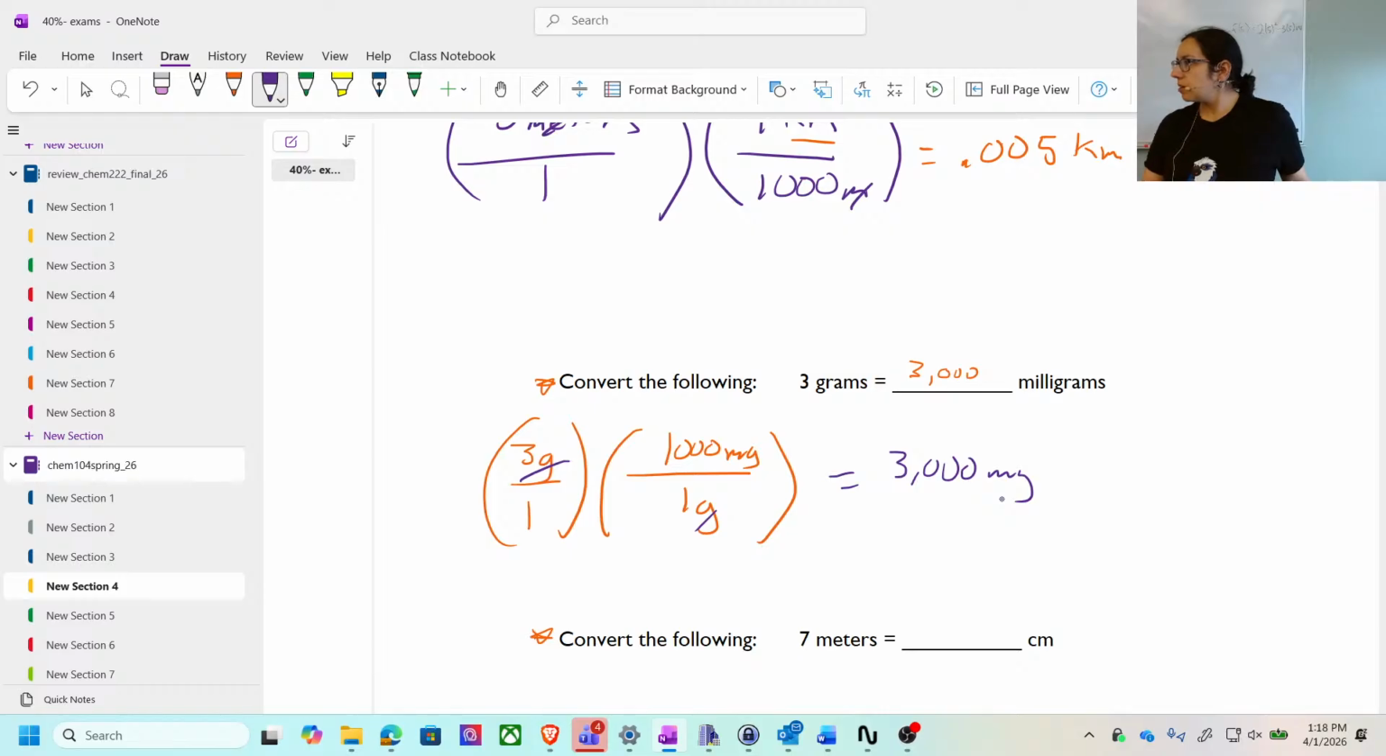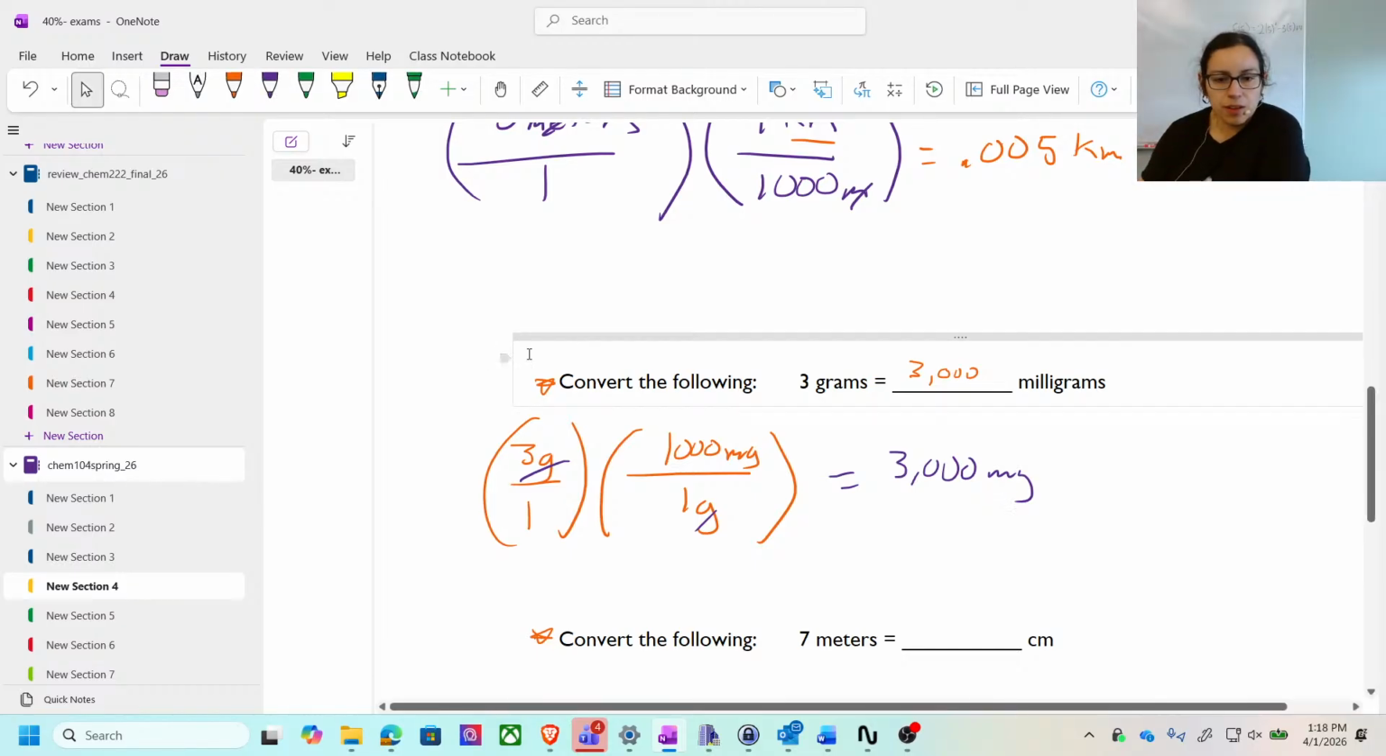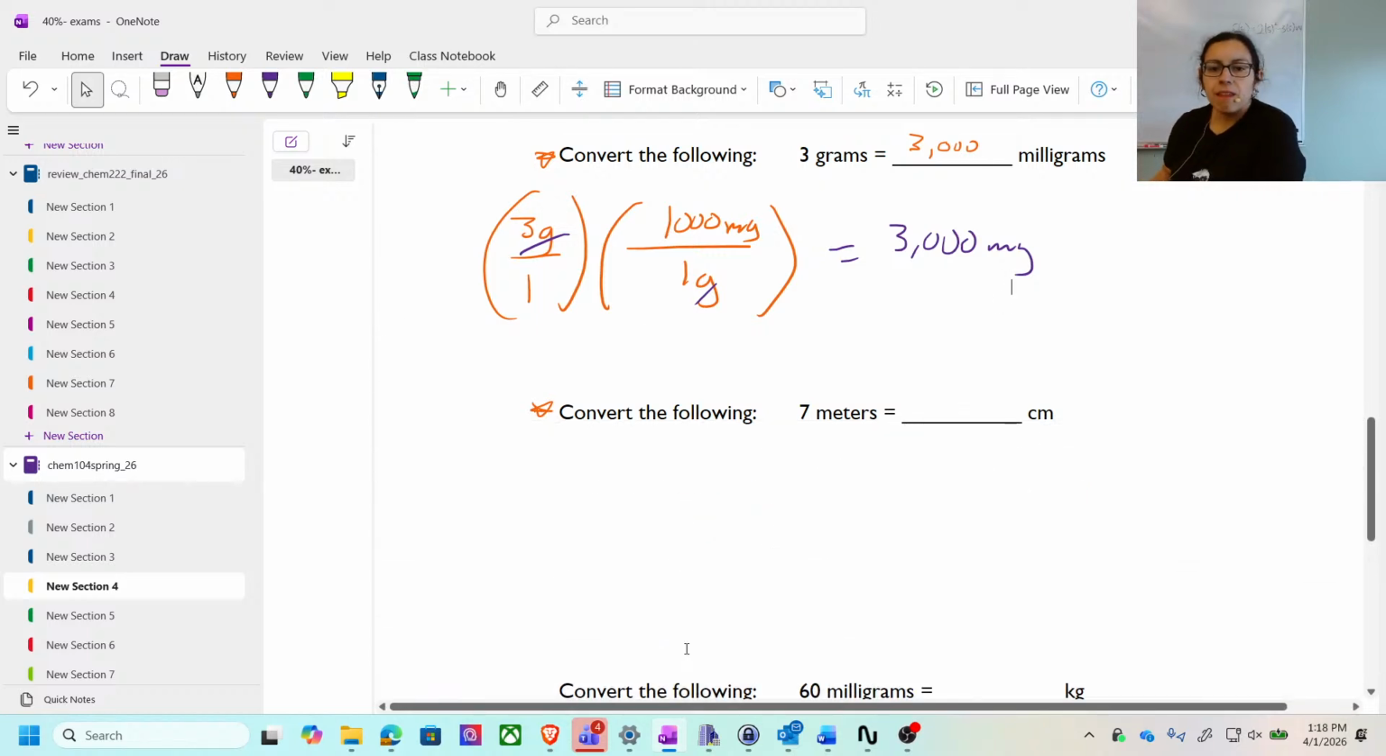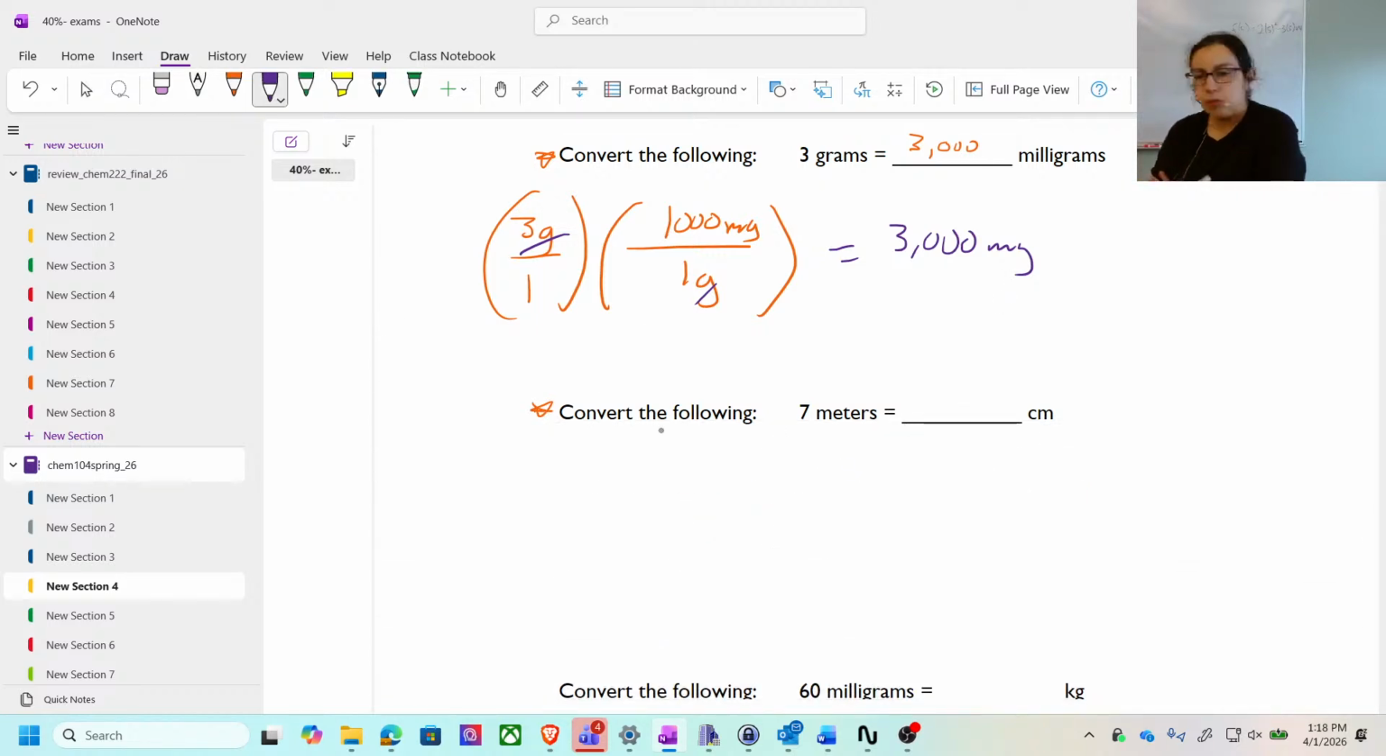Questions on that one? So let's try the next one. So 7 meters to centimeters. So what's our conversion factor? So 100 what? So 100 centimeters in a meter.